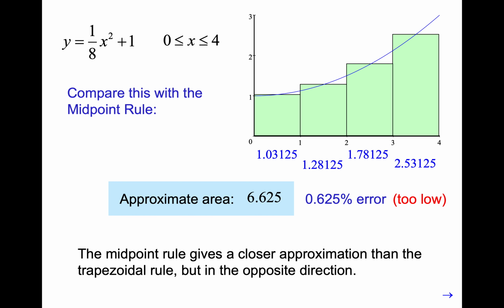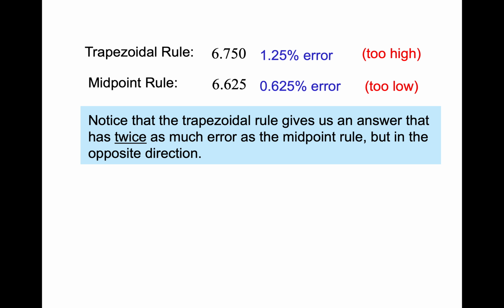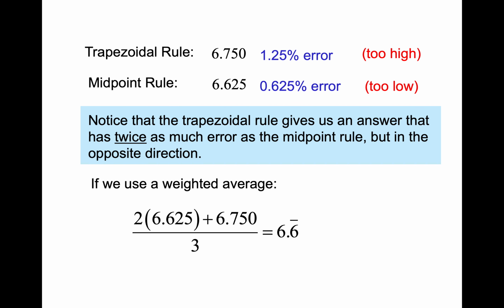So the midpoint rule gives us a closer approximation than the trapezoid rule, but it's in the opposite direction. Now, the trapezoid rule gives us a slightly higher answer. It's an error that's too high. The midpoint also gives us an error, and our approximation is too low. And notice that the trapezoid rule gives us an answer that has twice as much error as the midpoint rule, but in the opposite direction. So if we use a weighted average and we calculate this, we can show that we would get exactly what the answer is. That's the exact answer.